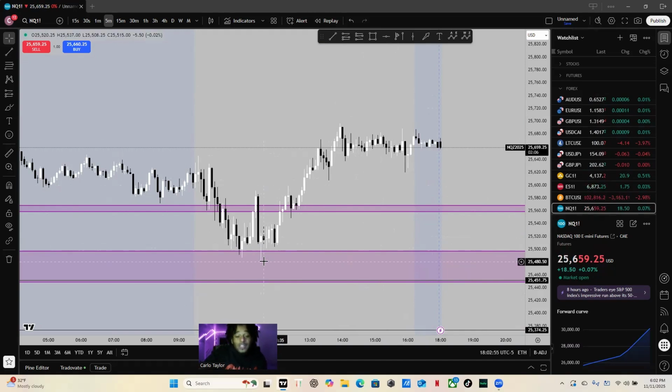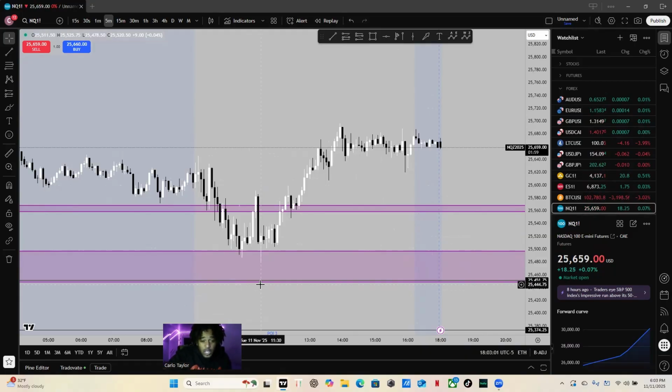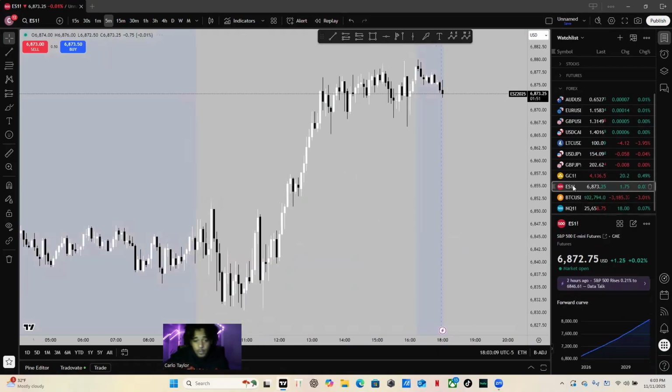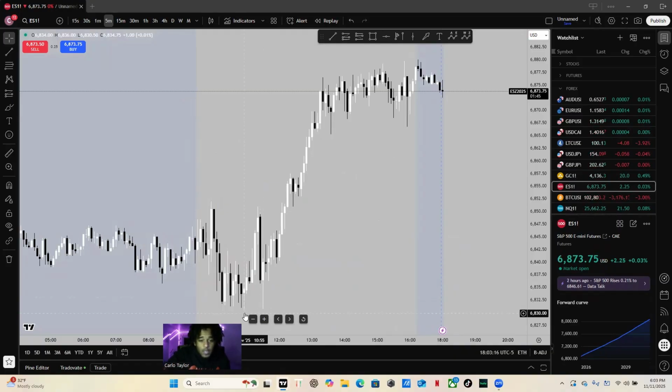Look at the times. The times are very important when it comes to SMT divergence. Okay, so we see right here the 11:30 candle swept liquidity, which is right here at 10:55. All right, so we're going to go over here to ES. Okay, we see here that the 11:30 candle right here did not sweep 10:55.